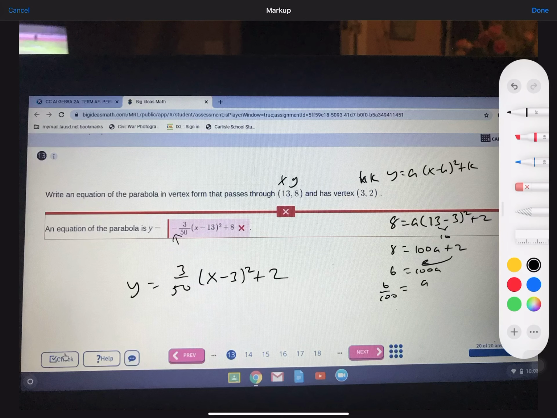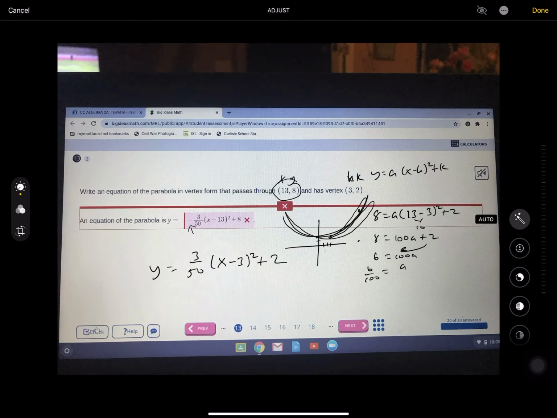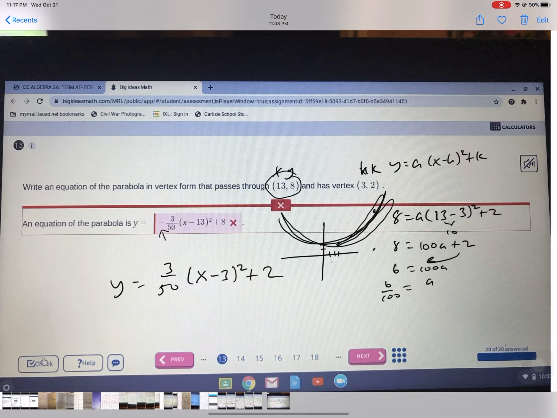Just to double check it, if I told you my vertex is (3, 2), here's 1, 2, 3, up to you, something like that. And the point of my graph is (13, 8). 13 is away from here, but 8 is up here, so we're going up. So this is a positive a value, just to mention that, okay? Cool, hopefully that was helpful.